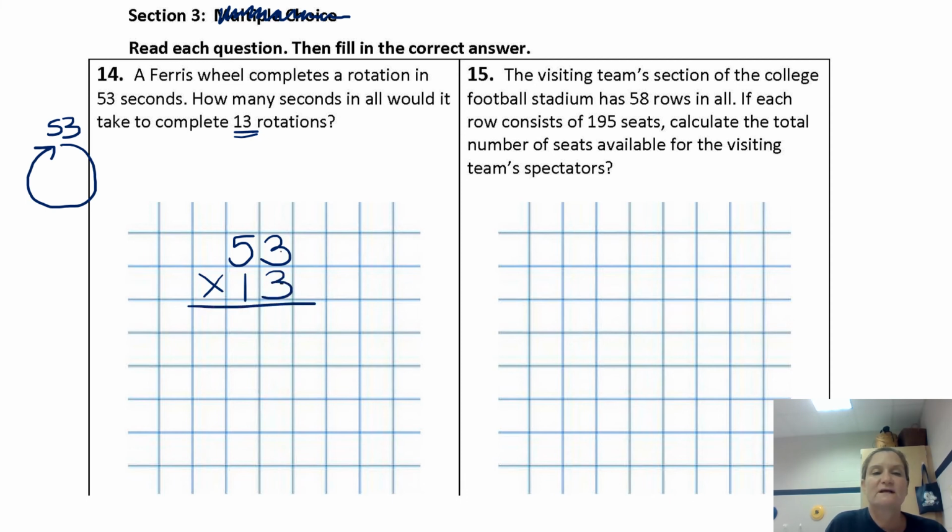3 times 3 is 9. 3 times 5 is 15. Cross off the 3, add a 0 as a placeholder. 1 times 3 equals 3. 1 times 5 equals 5. We add 9 plus 0 equals 9. 5 plus 3 equals 8. 1 plus 5 equals 6. So the answer is 689 seconds.